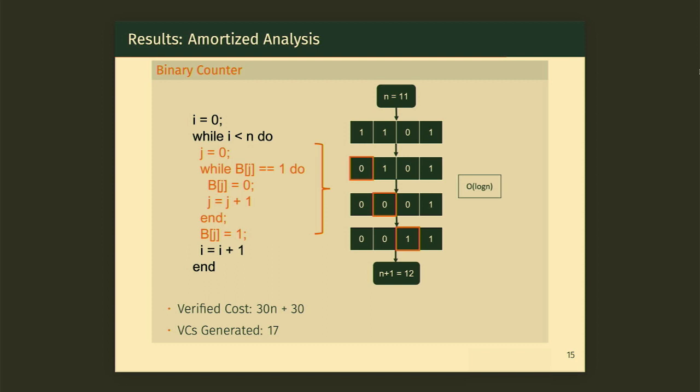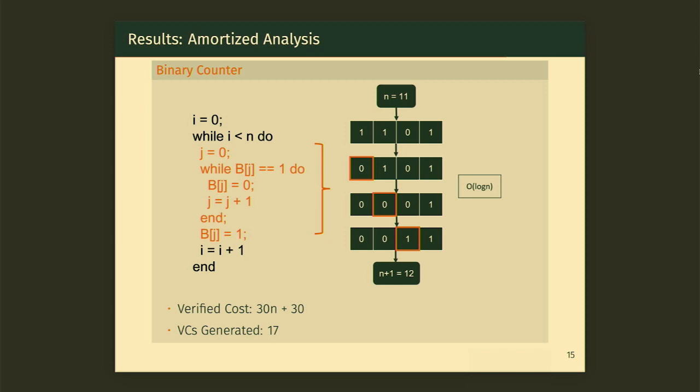In this algorithm, we have an array with bits that represents a certain number. So for instance, if the number is 11, the array would say 1101, where the leftmost bit represents the least significant bit. And if we focus on this highlighted part of our code, what it does is it increments by 1 the value represented in the bit array B.